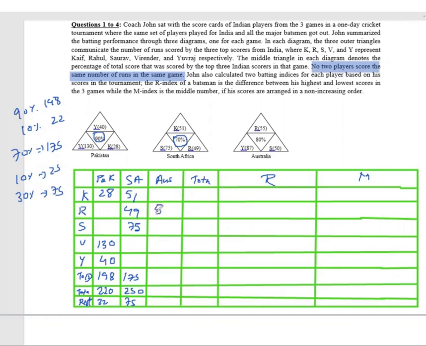R 55, Y 87, S 50. The top 3 total is 192, which is 80%. So if 80% is 192, cancelling both sides with 4, 40% will be 48. So the rest is 48. Total is 240.